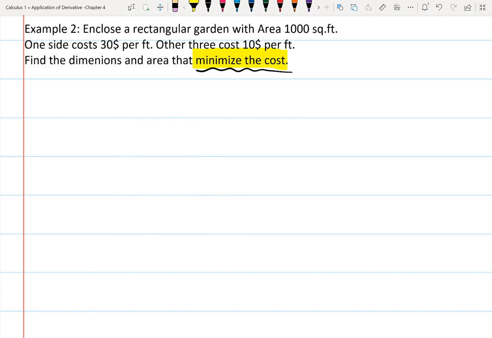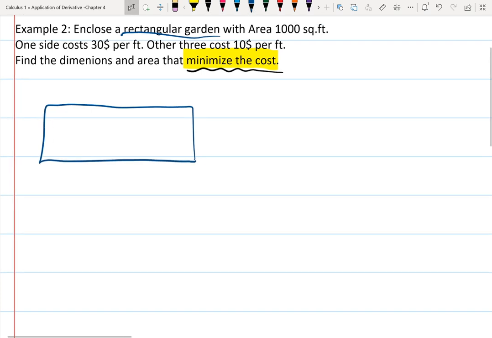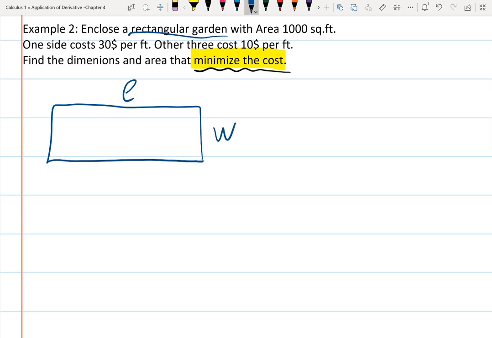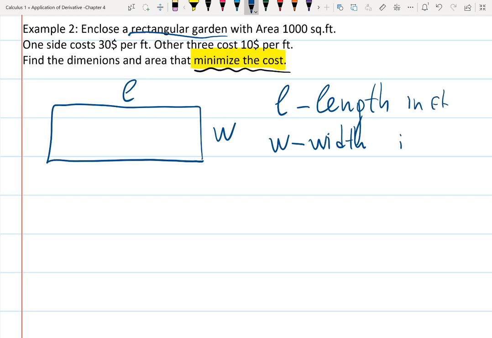Step 2, let's create a picture. I know how to draw a rectangular garden. I will make it look like this. And I also know something about rectangles. They usually have lengths and widths, and I'll write this down. L will be my length, and W will be my width, and both will be in feet.